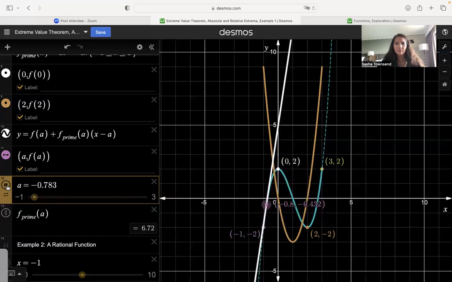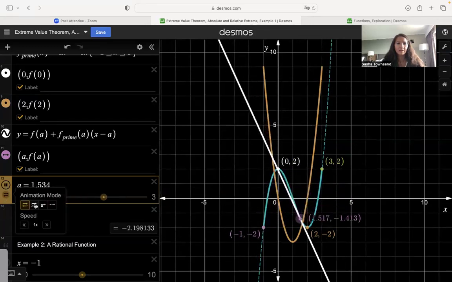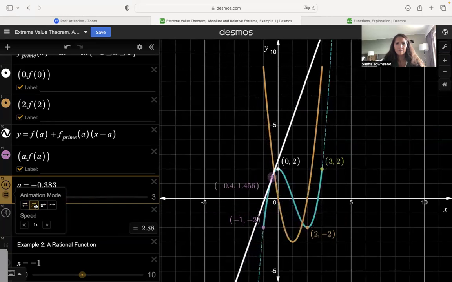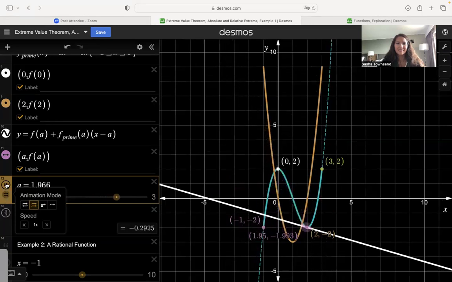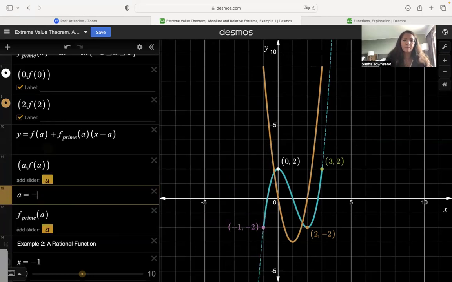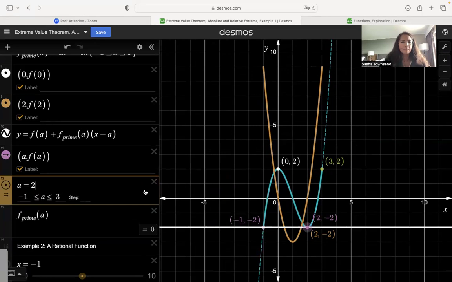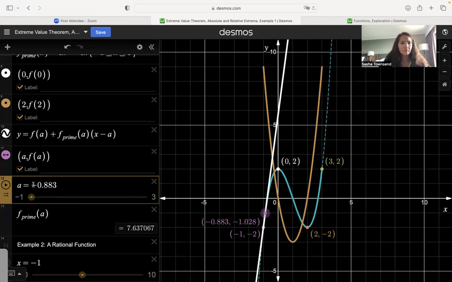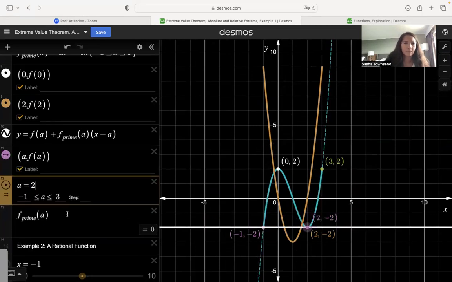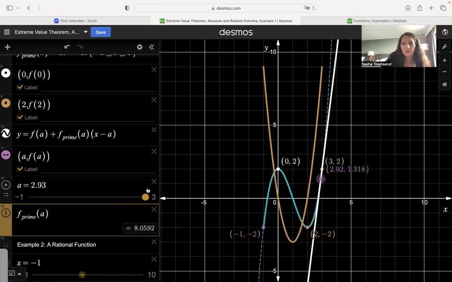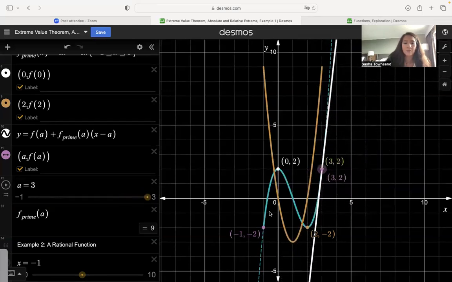It's going backwards and forwards. A little bit distracting, isn't it? But if you're on that interval from, let's see, 2 to 3. Oops. You can see the slopes are getting larger and larger and larger, which is consistent with that orange graph.